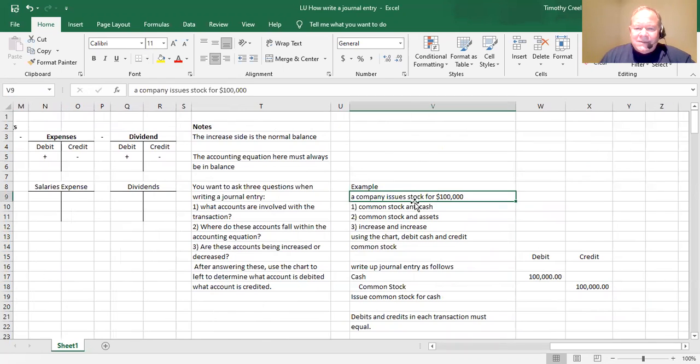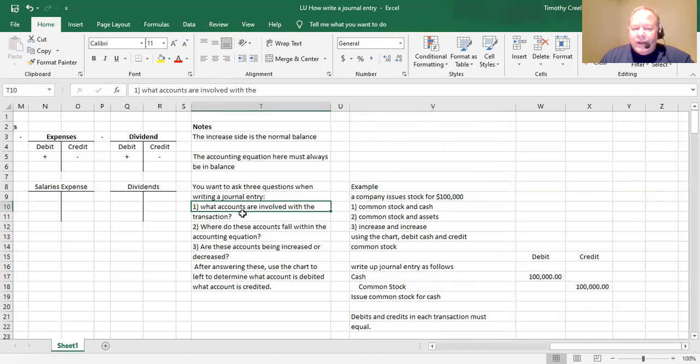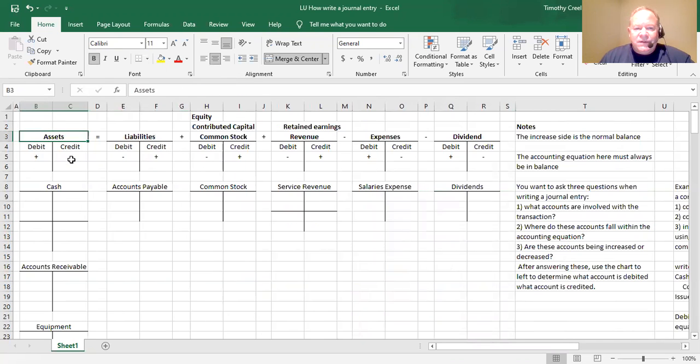But let's say a company issues stock for $100,000. You ask yourselves these three questions. What accounts are involved with the transaction? In this case, common stock and cash. Where do these accounts fall within the accounting equation? So you would go over, and cash, of course, is an asset. Common stock would fall under common stock.